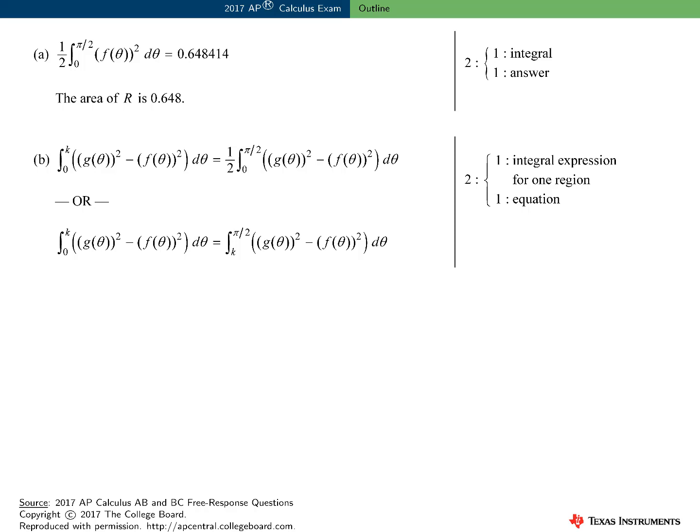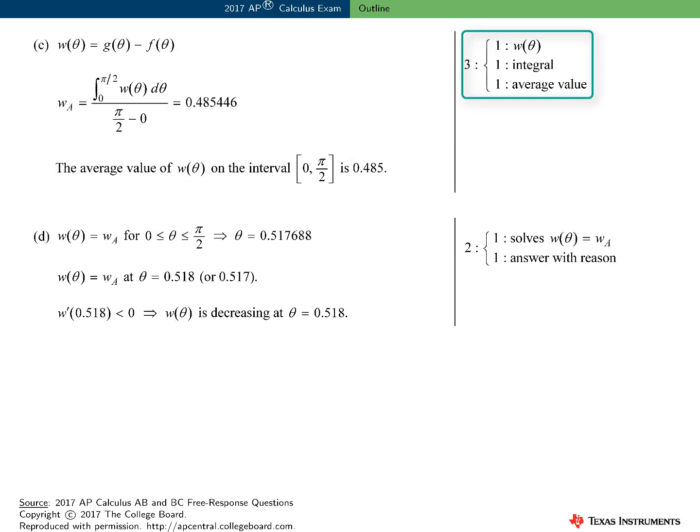Here's a quick look at the scoring standard used at the AP Calculus reading. And remember, I'm going to focus on the solutions here, not how the points were awarded. Part A was worth 2 points. Remember, this is a calculator active question. So 1 point for the integral, the mathematical expression using correct notation, and this includes the bounds, and 1 point for the numerical or analytical answer. Part B was worth 2 points. 1 point for an integral expression for one region where one limit is k. For example, this expression, or this expression. And 1 point for everything else. That is the final correct equation.